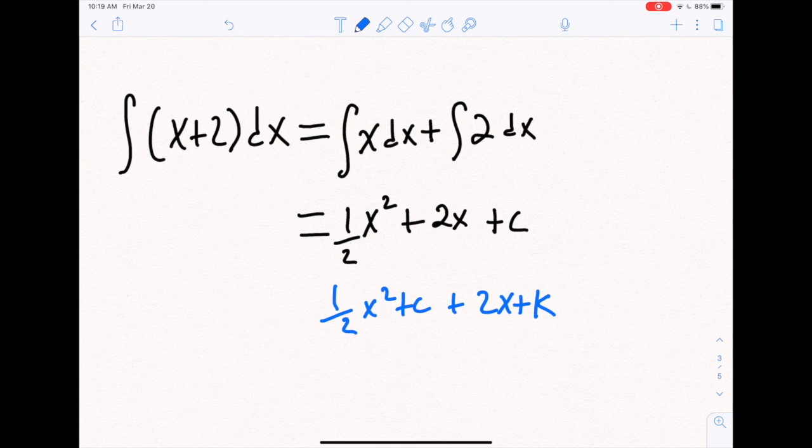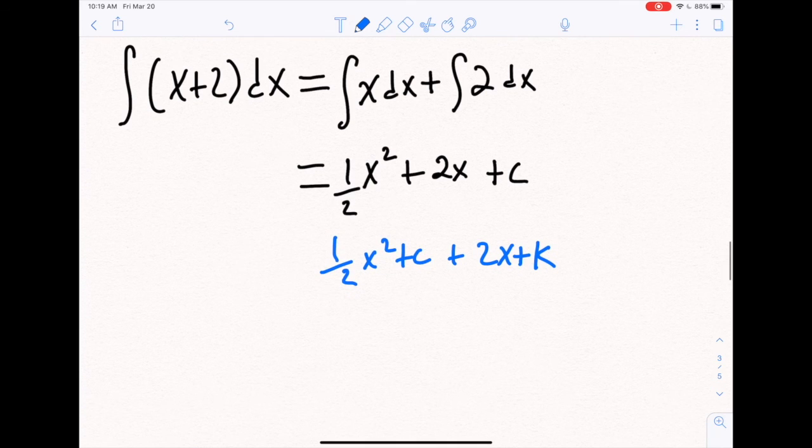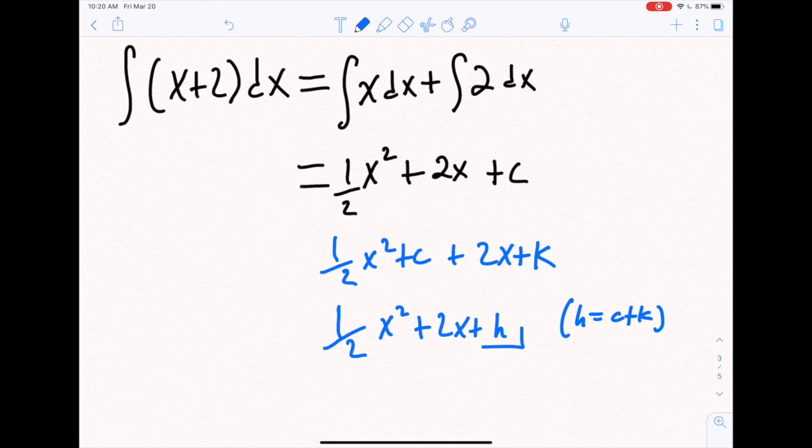But if we have two constants here, c and k, we can just add them together to get one overall constant for the function. So if we had something like this, we could rewrite this as 1/2 x squared plus 2x plus, call it h or something, where h equals c plus k. But remember, names of variables don't really matter, so this h and this c here are the same thing. You only need to add one constant of integration.